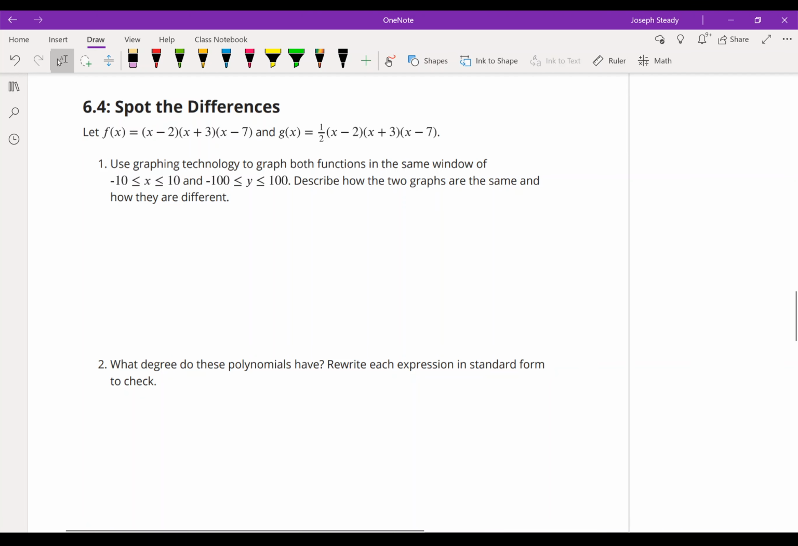In problem 6.4, we are going to use Desmos to help us graph two very similar looking polynomials, and we're going to try to figure out how are their graphs different and how are their graphs the same. So I'm going to hop over to Desmos here, and they're going to tell us first of all to graph these with this window, x going from -10 to 10 and y going from -100 to 100.